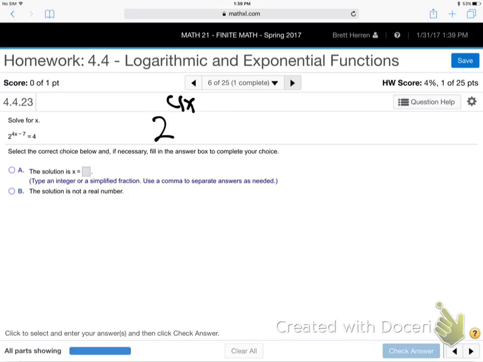Okay. So we've got 2 to the power of 4x minus 7. We've got a 4 over there. Okay. I'm going to show you 2 ways to do this problem, which I know can be confusing sometimes.